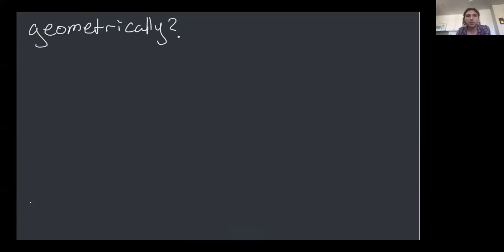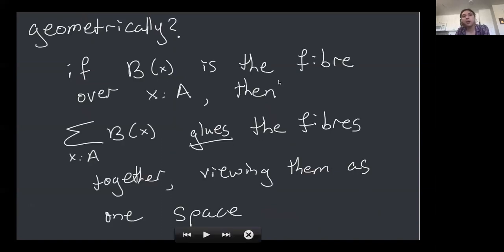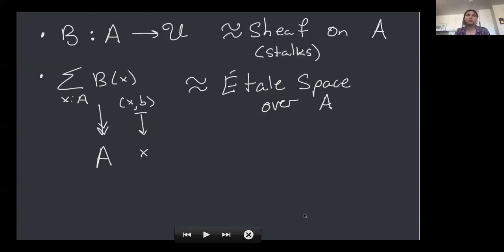Well, like I said, it's some sort of a bundle. So if B of x is the fiber over A, then I glue the fibers together, viewing them collectively as one space. So if you think about B as a type, as a function from A to the universe, you want to think about this roughly as the stalks of some sheaf. So to every point downstairs, we associate some set upstairs or some type upstairs. And this fiber bundle construction, this total space, you want to think about it as being the étale space associated to the sheaf. So we glue all of my stalks together in such a way that everything is compatible.